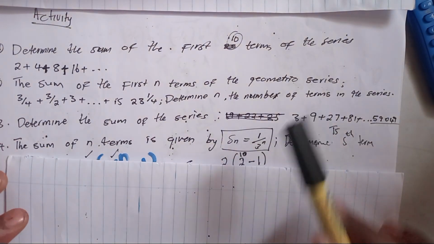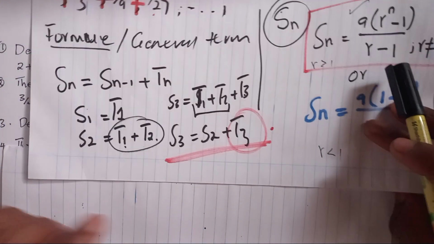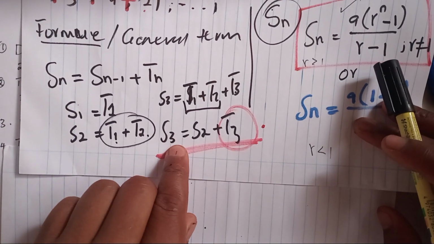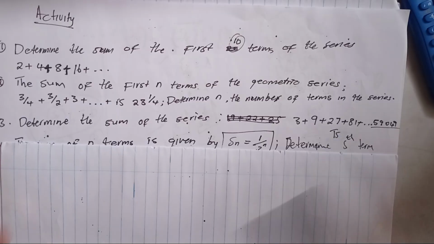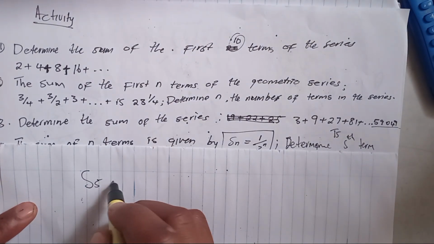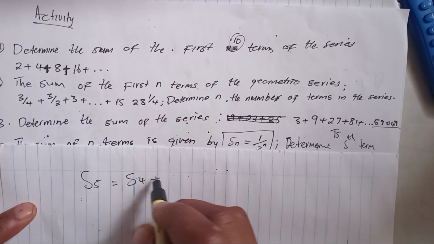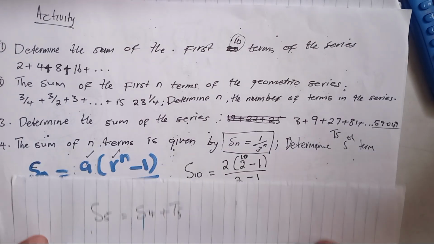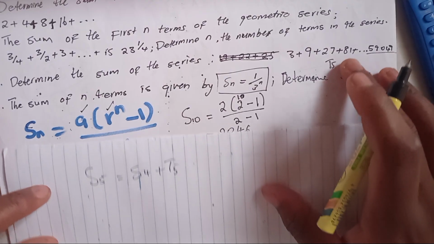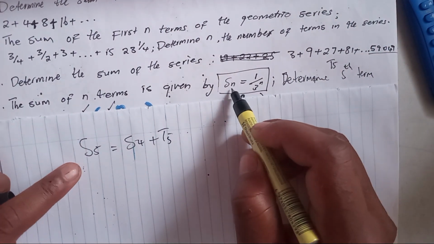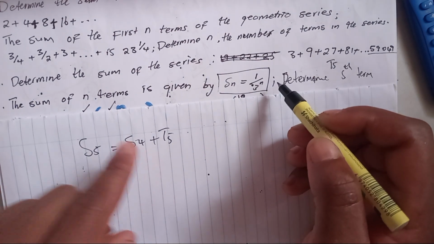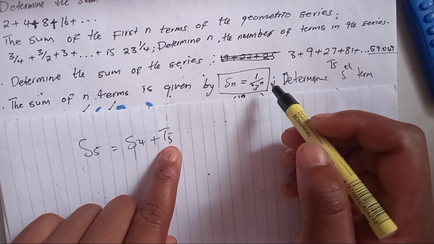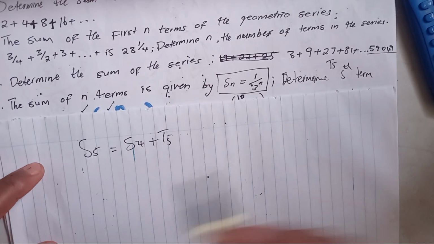How are we going to do that? We know this notation that says S3 is going to be equal to S2 plus T3. It means that if I'm looking for T5, S5 is going to be equivalent to S4 plus T5. Meaning that I have to find S5 using this formula and find S4 using this formula, separate them out in order for us to get T5. Let's work on that.